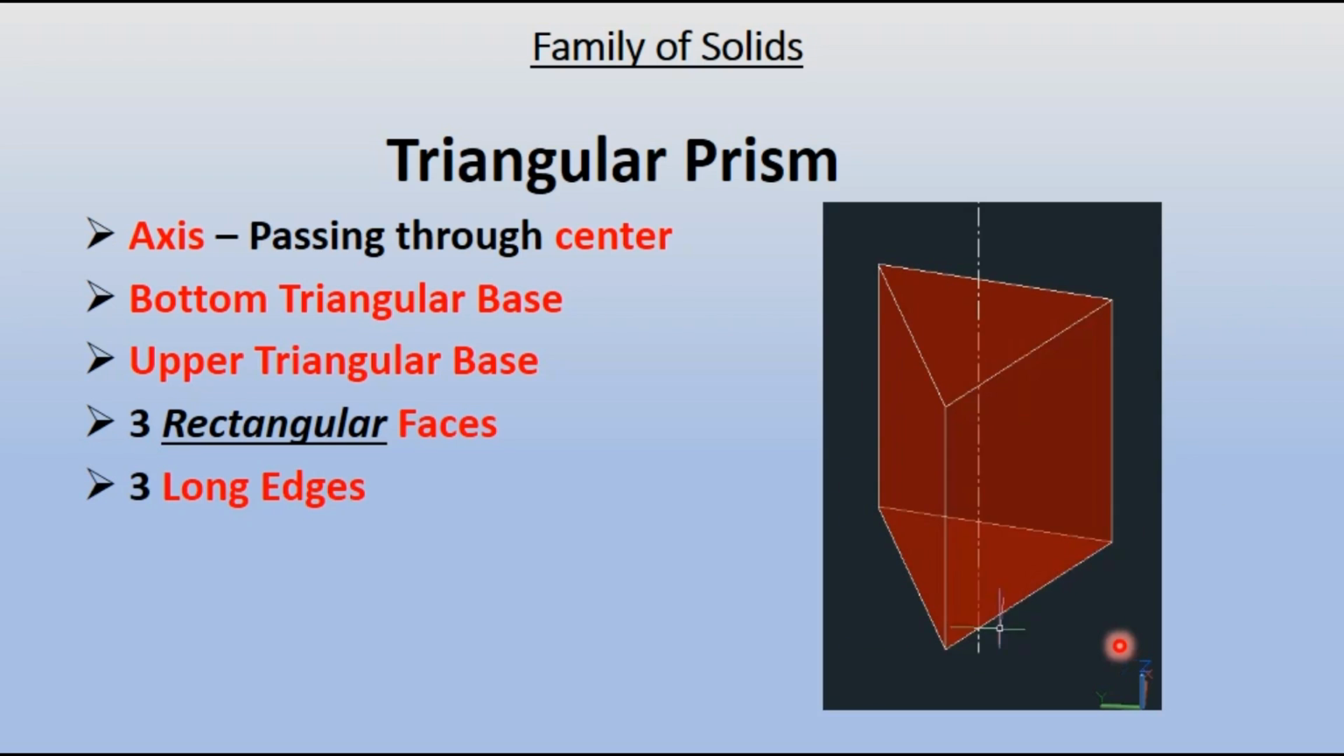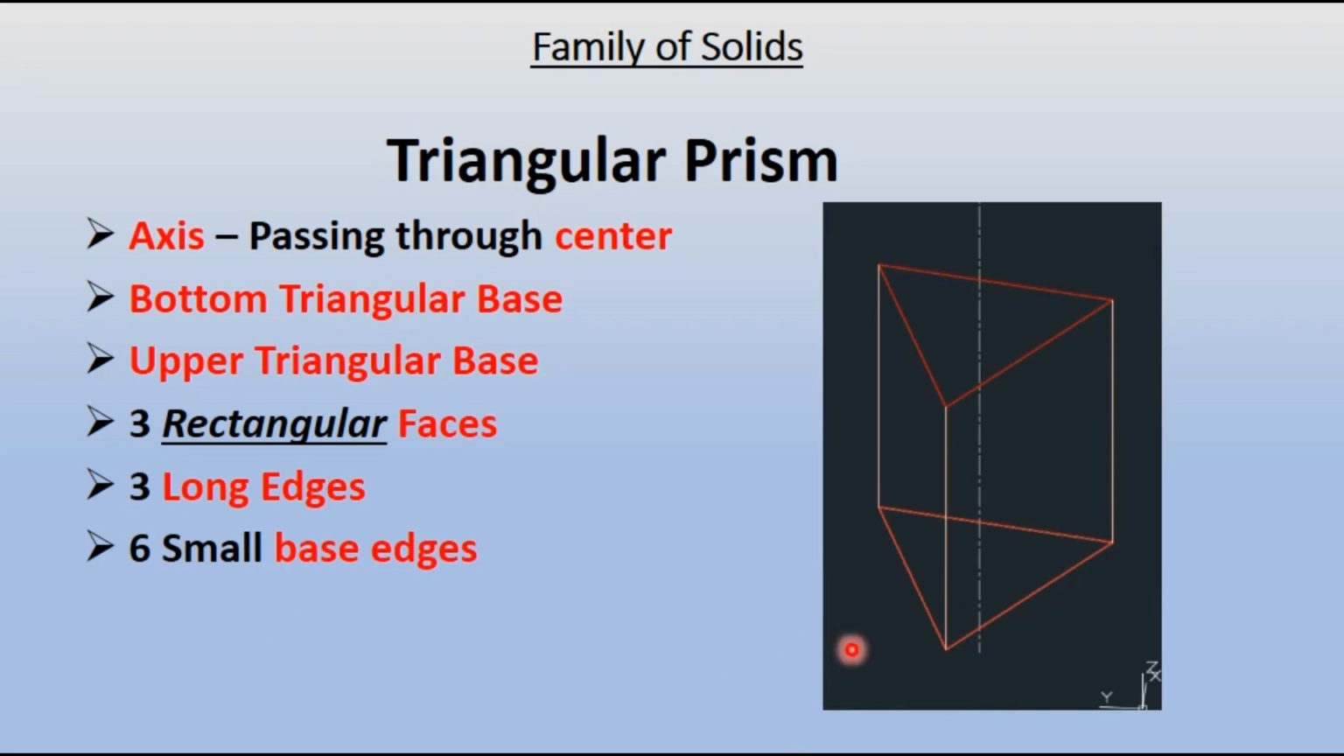And the triangular prism will have three longer edges. So this is one longer edge, you can see, and this is the second longer edge, and this is the third longer edge here. So these are very important points here. These are the edges of a triangular prism: 1, 2 and 3.